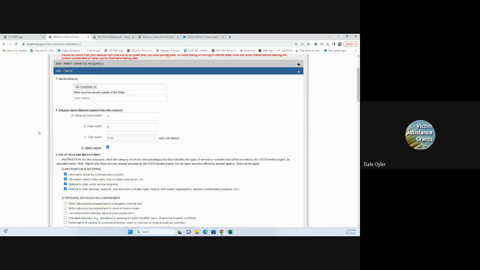So question 7, service areas. For this practice one, we just put all counties. If you only serve 1, 2, or 3 counties, you can enter those specific counties. Question 8 is about your match, so what you've entered into your budget as match. The majority of our agencies have been taking advantage of the match waiver that's still available for this cycle. You would just click on D and then enter zeros.